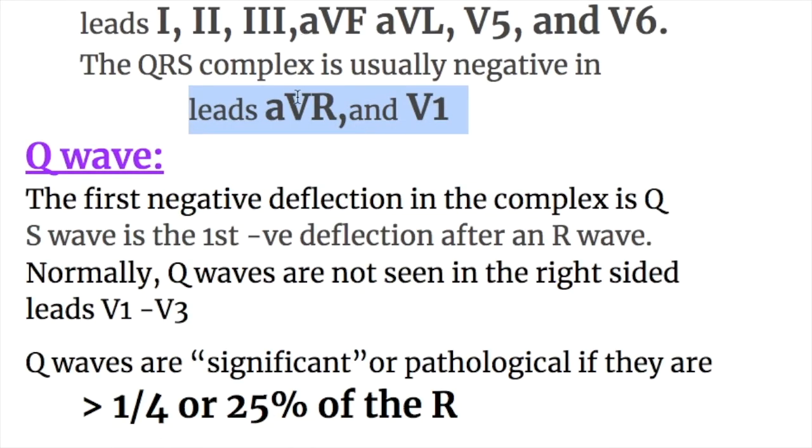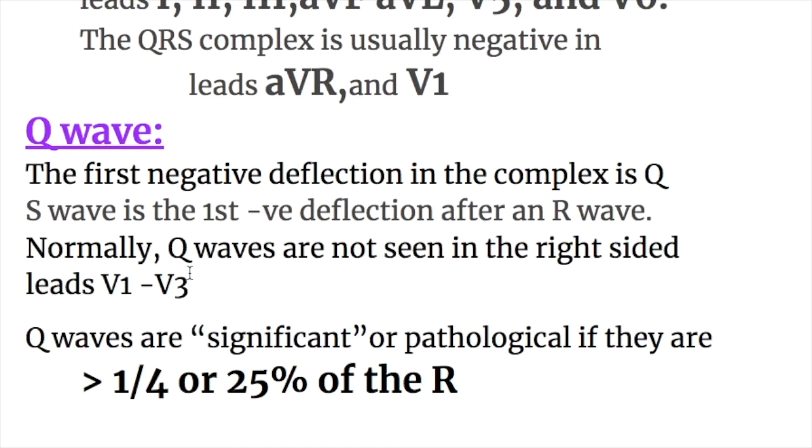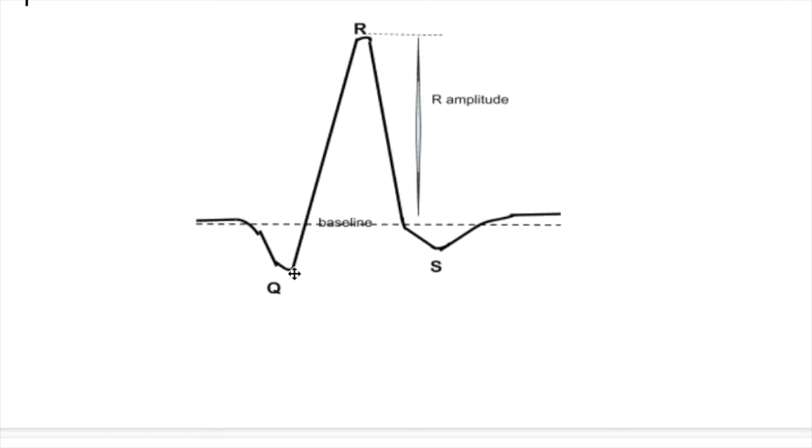And what's Q wave? Q wave is the first negative deflection in the complex. And what's S wave? S is the negative deflection after the R. Normally, Q waves are not seen in the right-sided chest leads V1, 2 and V3. Q waves may be physiological or significant or pathological.